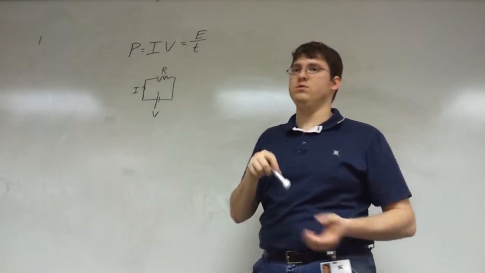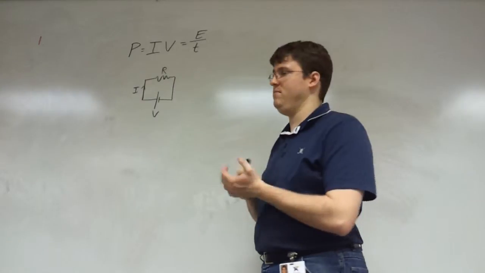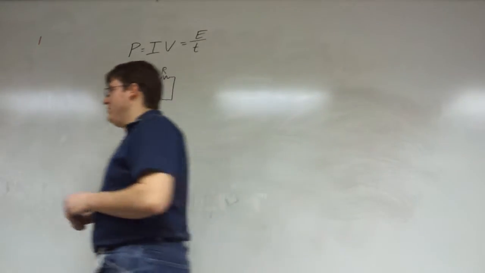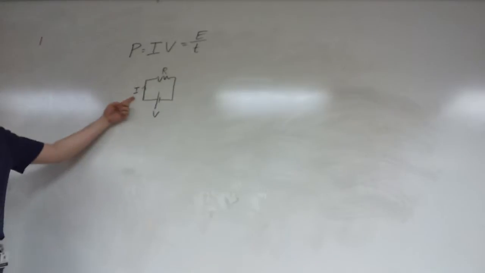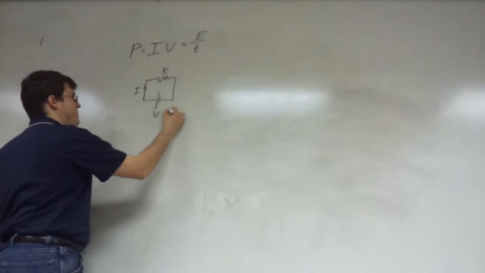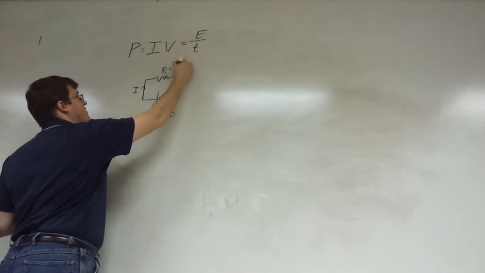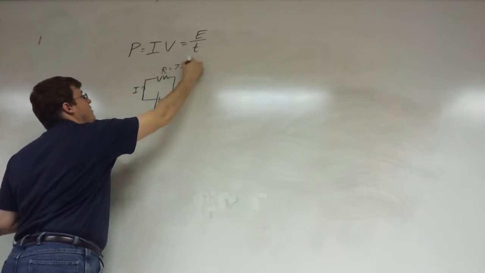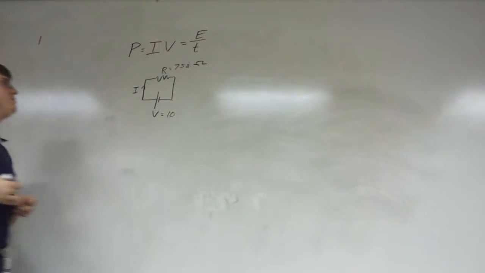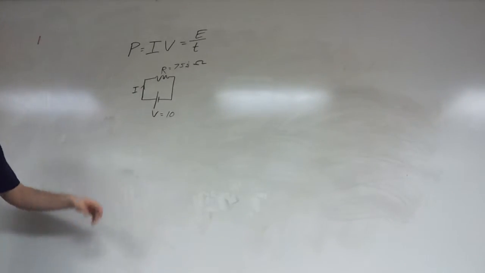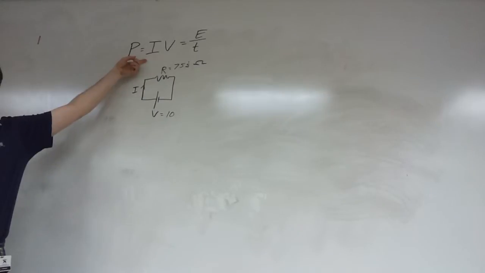Power equals current times voltage. So, P equals IV. Now, sometimes it's not convenient to write all this stuff. Like right here, if I knew V is 10, and R is 75 and a half ohms. So let's say I know V and I know R, and I want to find power. Well, I don't want to mess around finding current.